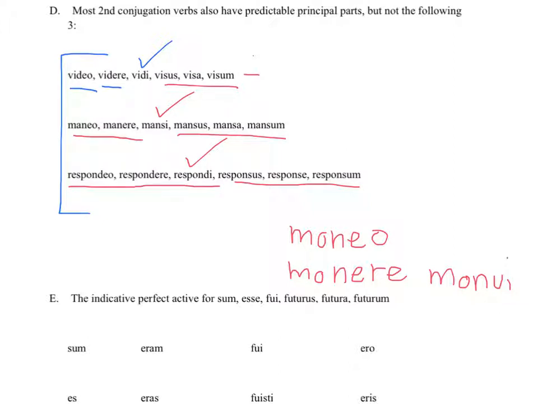Video means I see, maneo means I remain, respondeo means I respond. They just have slightly strange third principal parts that you need to practice.